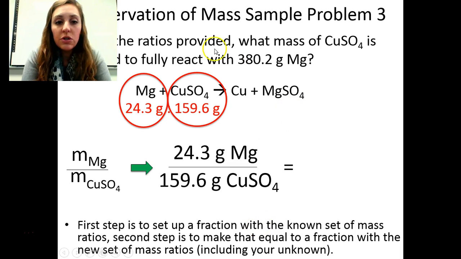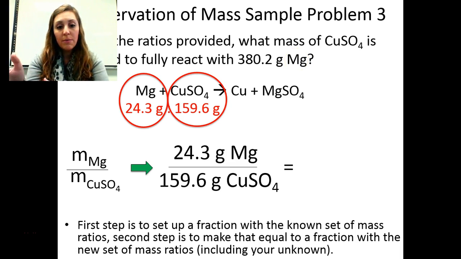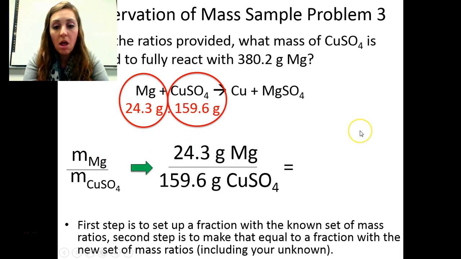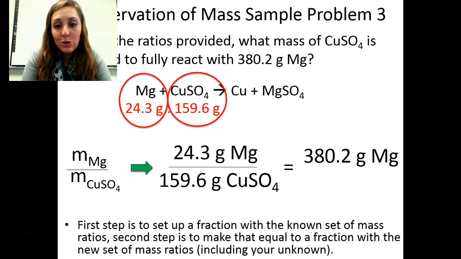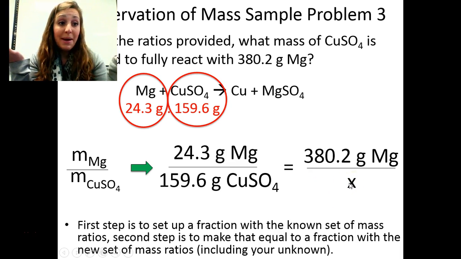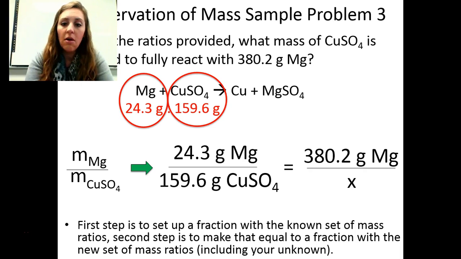So that's going to be equal to, well, what mass of copper(II) sulfate is needed to react with 380.2 grams of magnesium. So 380.2 grams of magnesium is the second part because it's what's given to you in the problem. That's going to go on the top of my new fraction because I'm putting magnesium on the top in all of these. So I've got 380.2 grams of magnesium. I have a fraction here, magnesium on the top, copper(II) sulfate on the bottom, so this needs to be set equal to a fraction as well. And I'm saying x, because I don't know what the mass of copper(II) sulfate is. That's what I'm trying to solve.